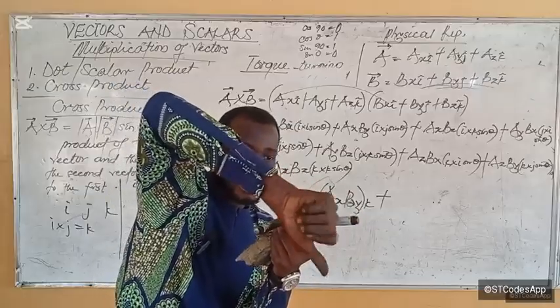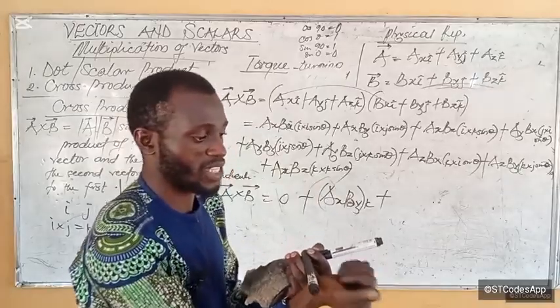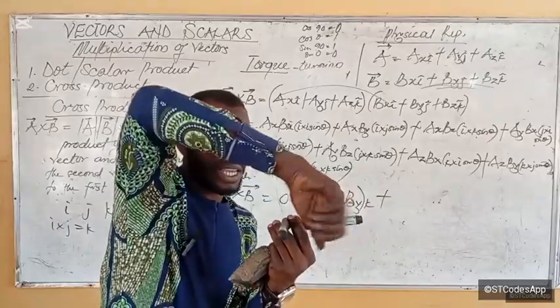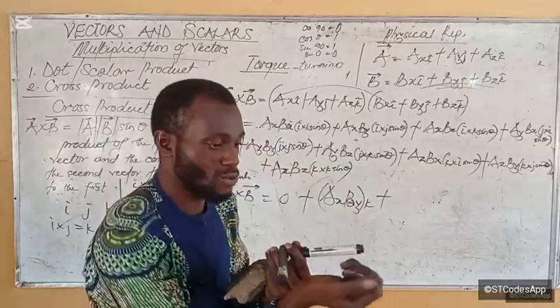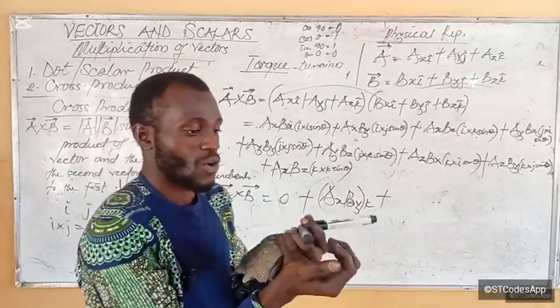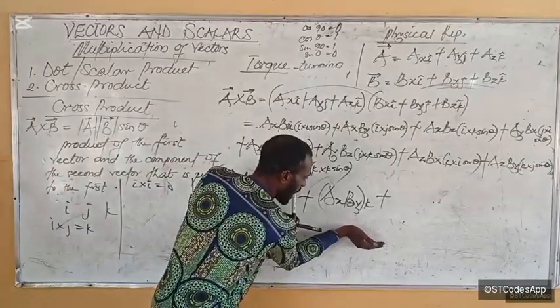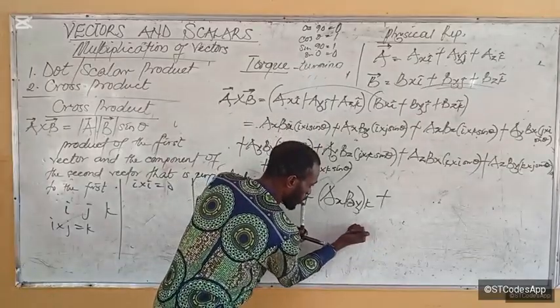This is how you cross it. Not like this. You are not crossing them like this. You are crossing them like this. If you do it like this, you are not crossing the two. See the direction: I cross J, that was what we did the other time, that was how it came out.